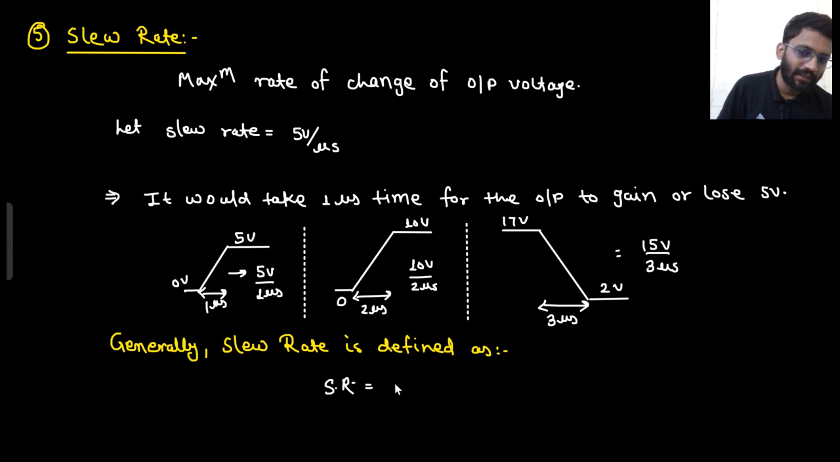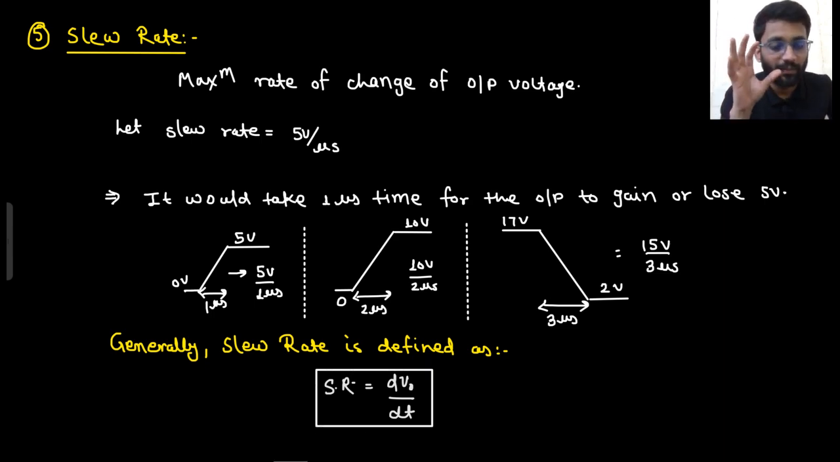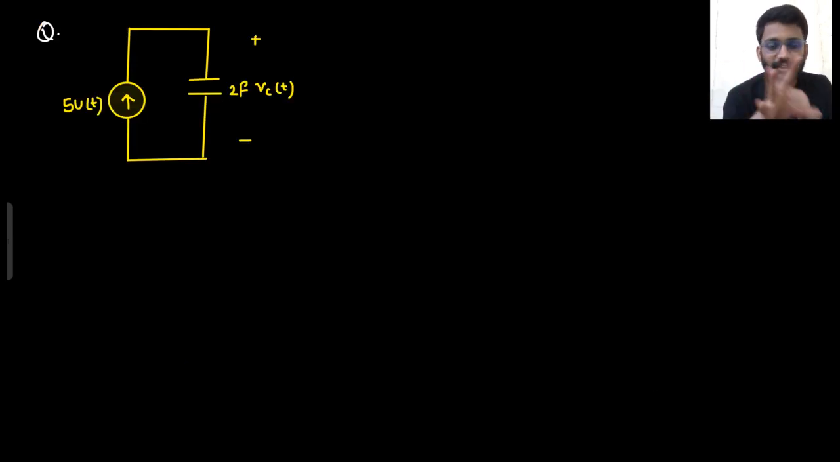is defined as dV naught by dt. Not T, I should not write. dV naught by dt. So this is how the slew rate is defined. We will understand this particular non-ideality or parameter by the questions only. So let's solve a particular problem that is not depending on the OpAmp or anything. We just need to find slew.